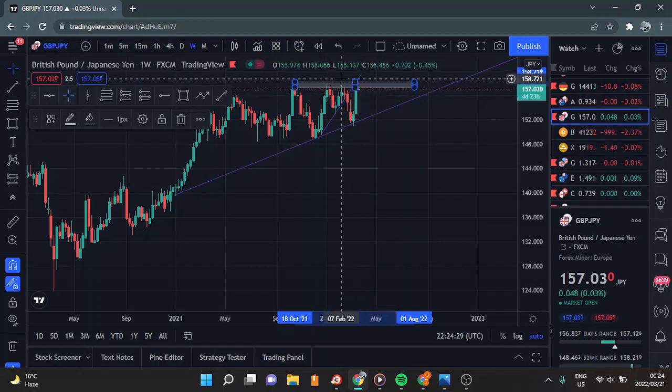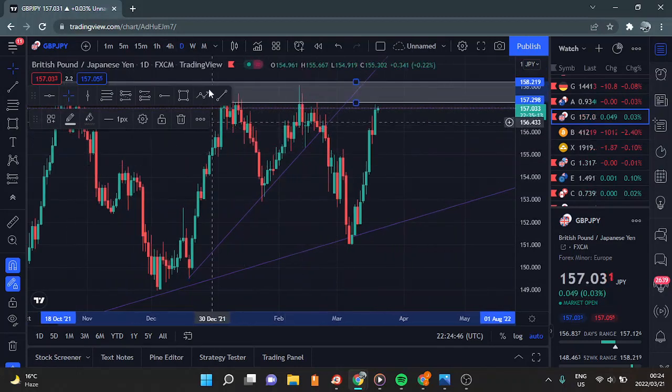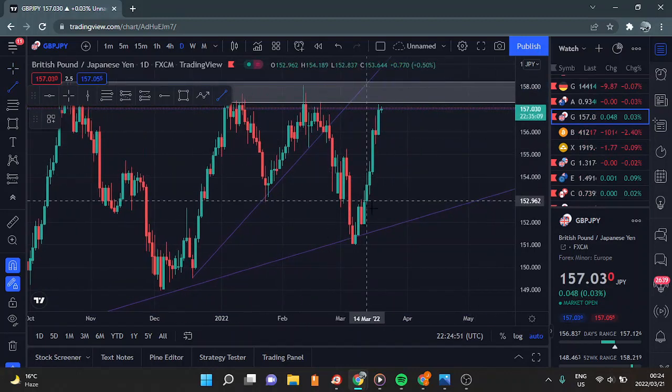Always wait for the market to confirm for you. Don't just predict it in order to be on the right side of the market. So weekly broke out of structure and went back up. So we must see what happens around this area. Moving down to a daily time frame. On a daily time frame, you see an upward movement of the market.